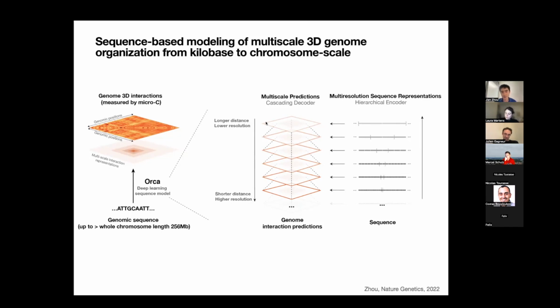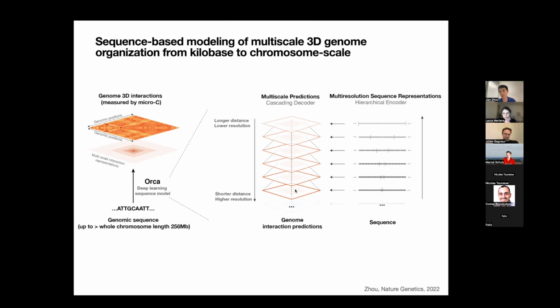And also we iteratively make predictions for smaller and smaller regions that zoom in into a sub-region of the higher level. And we also use the previous level's predictions as input together with the sequence representation. So this allows us to actually make use of the entire sequence, even when we are making predictions for very local interactions, right?